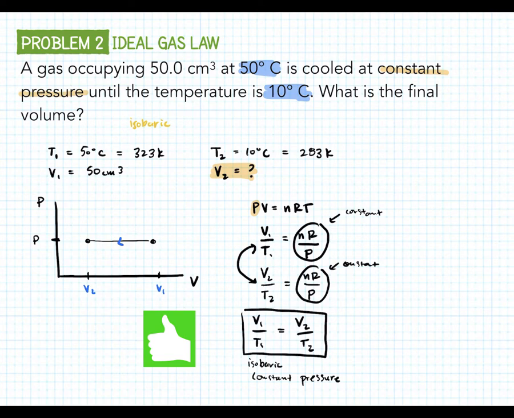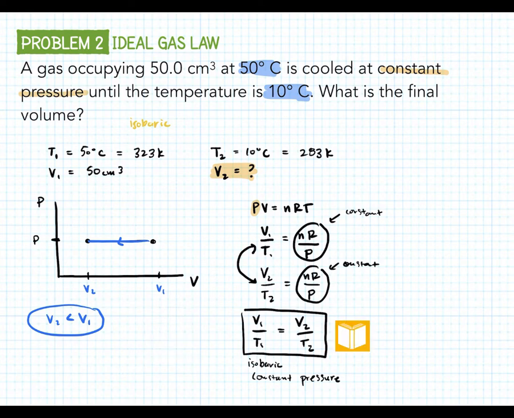So we're expecting our system to move in this direction, okay? So from V1 to V2, so going to a smaller volume. So we expect that V2 is going to be less than V1. So this is our prediction, and hopefully that means when we get our answer, our volume should be less than 50 centimeters cubed. And if it's not, then we want to worry that we did the problem wrong.